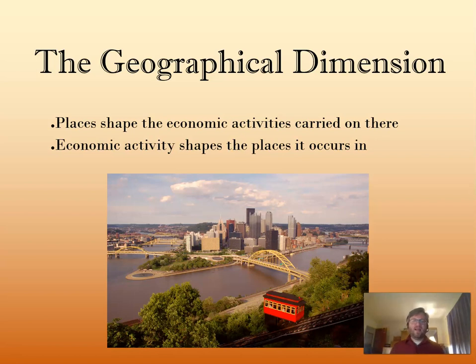And so those elements of the place of Pittsburgh shaped which economic activities happened there, so that Pittsburgh became a hub of steel manufacturing as opposed to the giant range of other things, right? Pittsburgh didn't become a place where we manufactured cars, right? That wasn't our thing. That was Detroit, and they had a different place and so a different set of characteristics, and that drew the car companies to Detroit and the steel companies to Pittsburgh, right? Then that economic activity shapes the place that it occurs in.